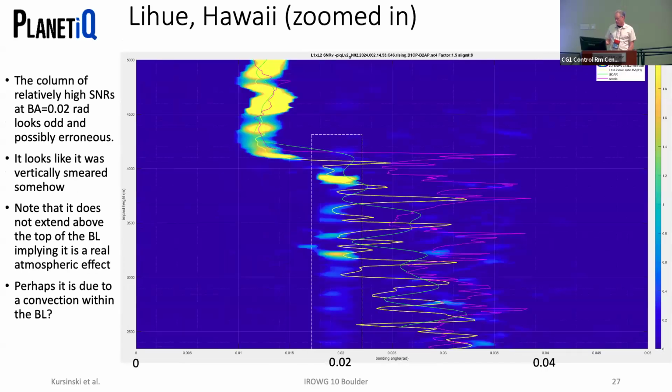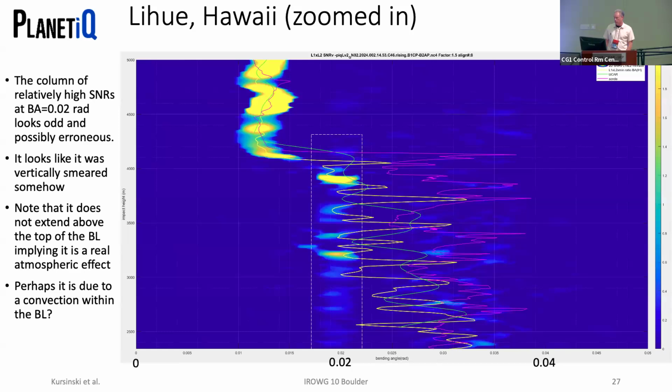If you look at it, now I've zoomed in on this thing. I see this in a number of the profiles. You get these sort of vertical columns of noise. And this is the best one I've seen, where the rest of the profile is pretty clean.